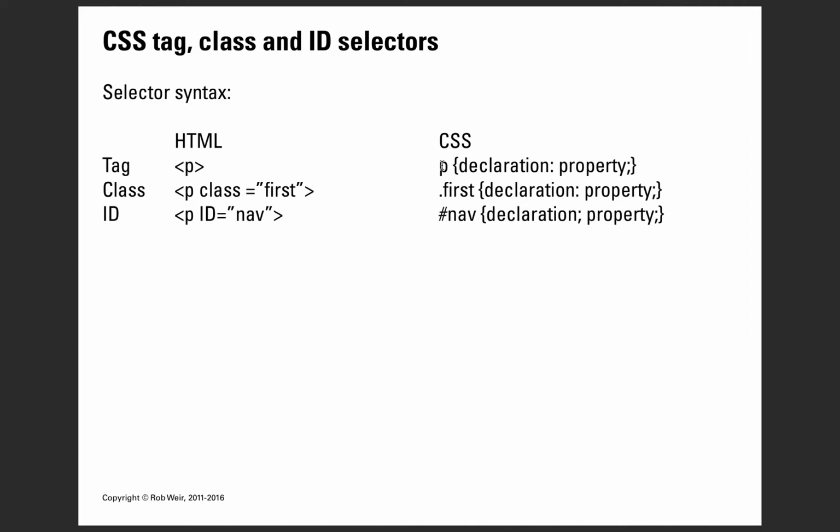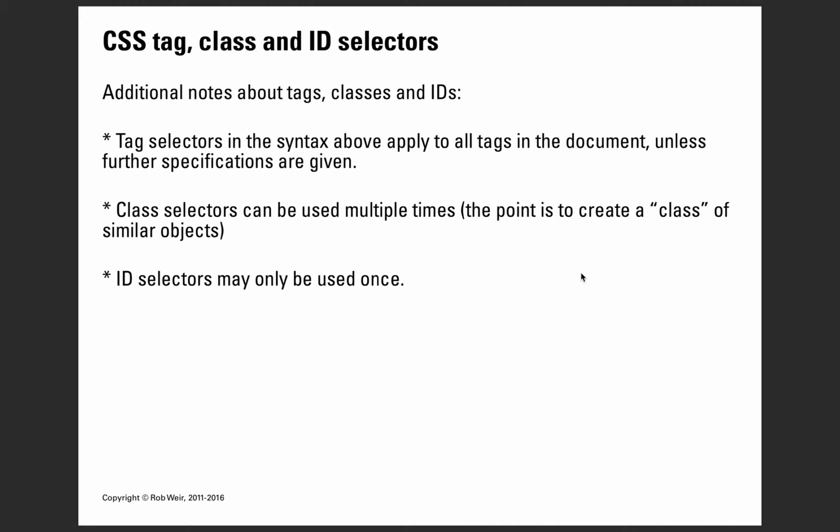A couple of additional notes about this. The tag selectors do apply to all the tags in the document. The class selectors can be used multiple times because the whole point of that is to create a class of similar objects. You know, all of these mugshot and paragraph combinations are going to look the same. All of these cards that I'm building are going to look the same, so they're all in the same class. And the ID selectors may only be used once per page.